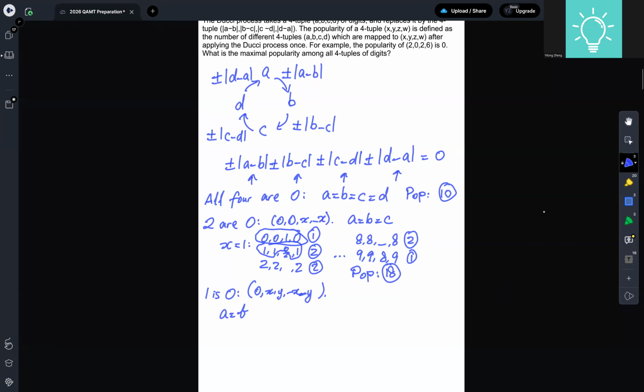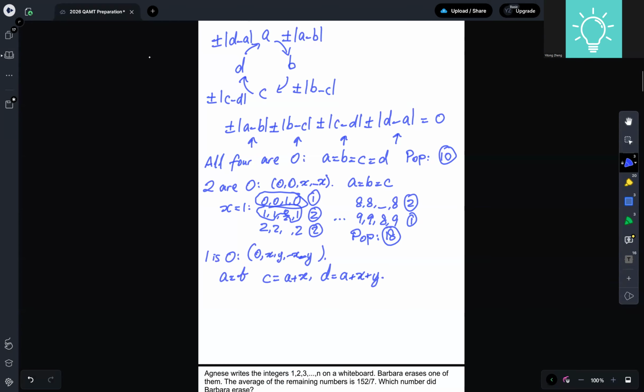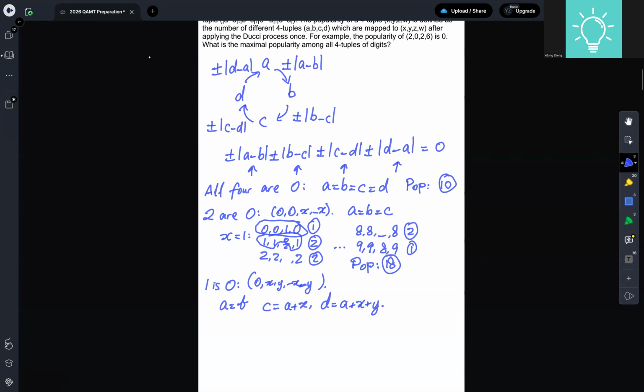So I guess I can add X and add Y. So C maybe is equal to A plus X, and D is equal to A plus X plus Y, right? Of course, we need to try and reduce X and Y to make this the same, make this popularity greater, because it's going to reduce our range and we can put it on different places on the number line.